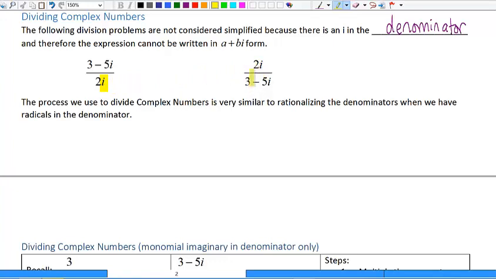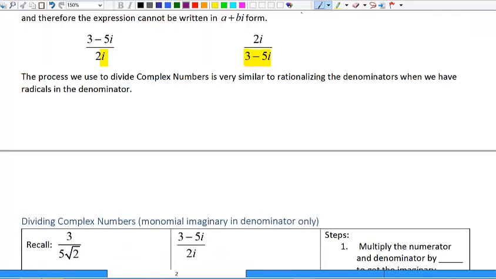On our next problem, we have 2i divided by a complex number, 3 minus 5i. There's an i in the bottom, and I can't write that in a plus bi form if there's an i in the bottom. So the process that we're going to do to divide complex numbers is very similar to rationalizing denominators when we have radicals in the denominator. We're going to be comparing each of these processes to radicals over the next couple of division problems.